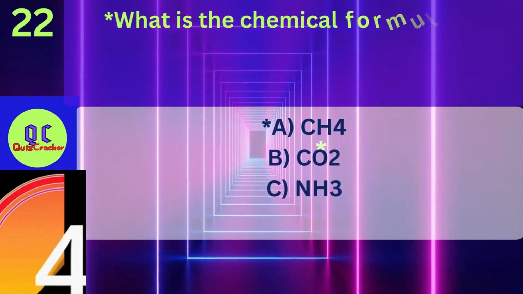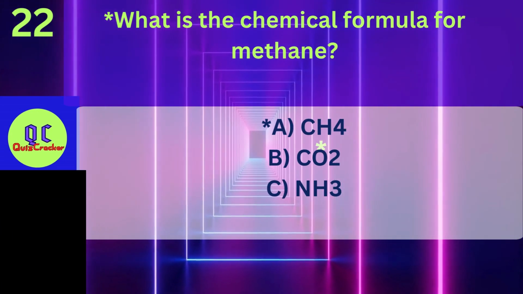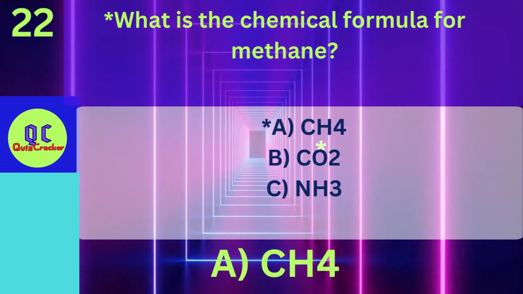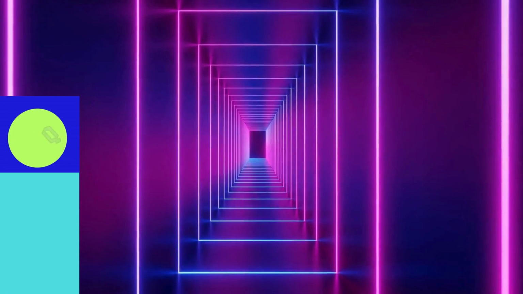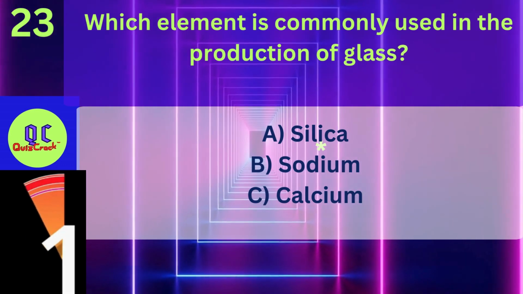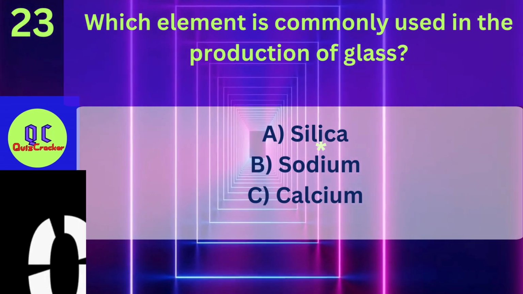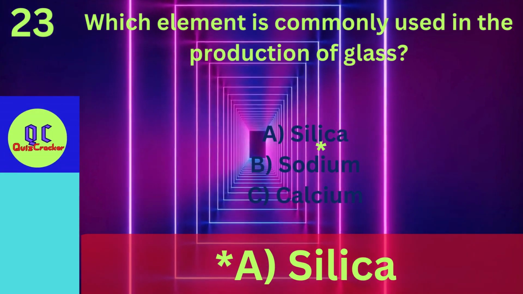What is the chemical formula for methane? A. CH4. B. CO2. C. NH3. Correct answer, A. CH4. Which element is commonly used in the production of glass? A. Silicon. B. Sodium. C. Calcium. Correct answer, A. Silicon.